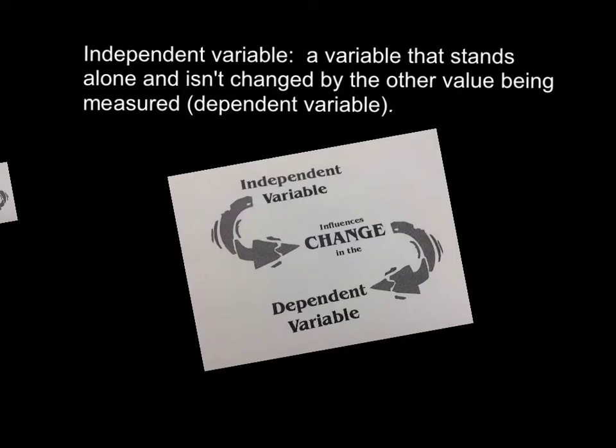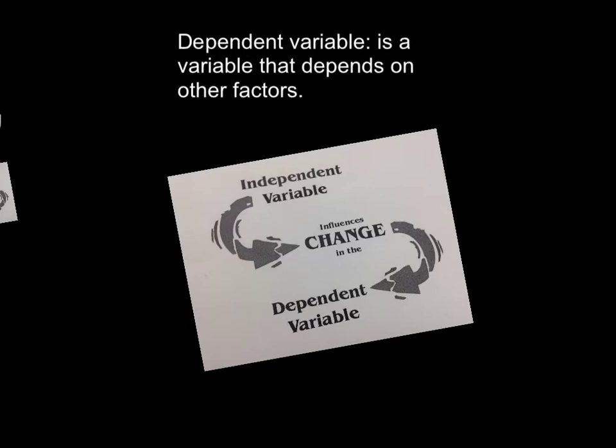An independent variable is a variable that stands alone and isn't changed by the other value being measured, which would be your dependent variable. As you can see from the picture below, the independent variable is actually what is going to cause a change in your dependent variable. Therefore, your independent variable stands alone.